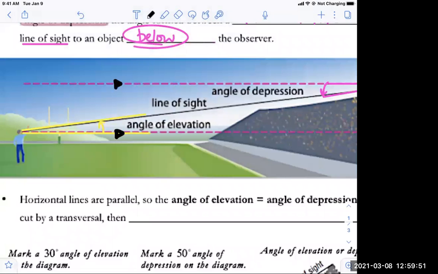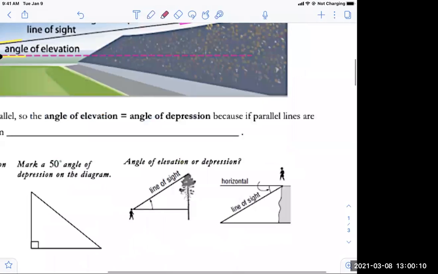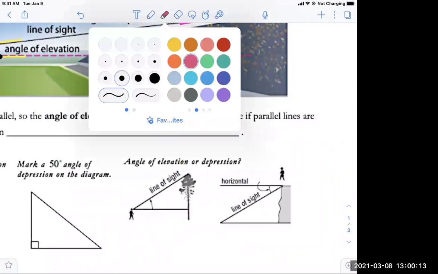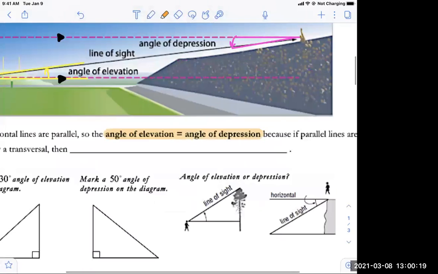Now we know that when we're talking about real life here, nothing is going to be exactly horizontal, exactly vertical. So everything that we do with the word problems is a little bit of an estimation, a best case scenario type of thing. Horizontal lines are parallel, so the angle of elevation and angle of depression should be the same. Because if parallel lines are cut by a transversal, then alternate interior angles are congruent.